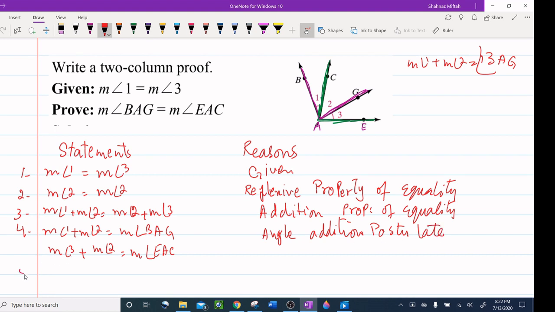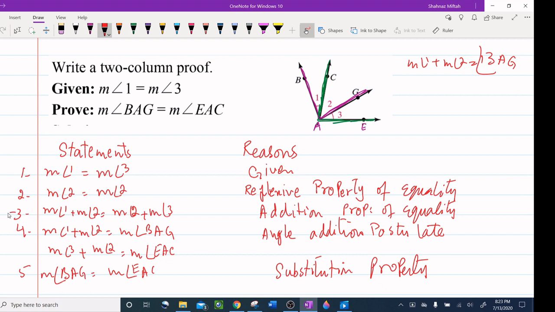Number 5. If that's what it is, then we can tell angle BAG is equal, we proved it, that the measurement of angle BAG is equal to the measurement of angle EAC, and the reason is the substitution property. Write it down here: substitution property. We are substituting 1 and 2, the addition of 1 and 2, with BAG, and we are substituting 3 and 2 with EAC.